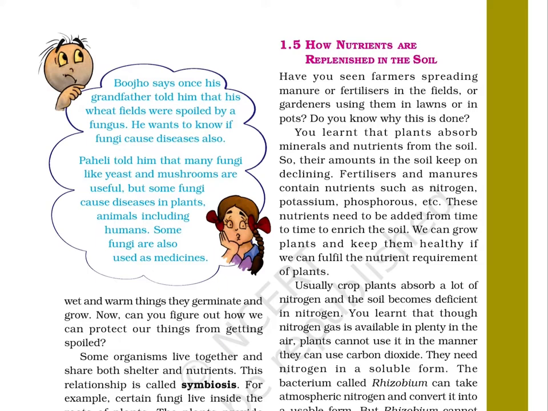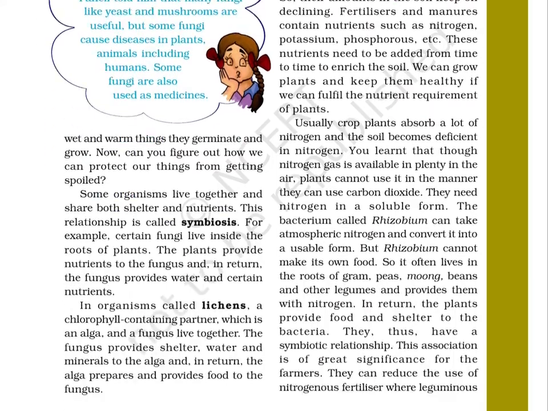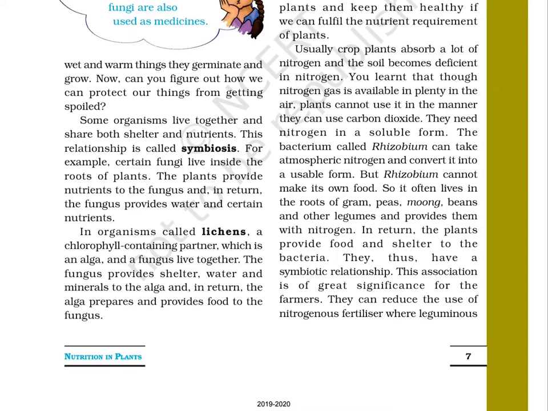We can grow plants and keep them healthy if we can fulfill the nutrient requirement of plants. Usually, crop plants absorb a lot of nitrogen and the soil becomes deficient in nitrogen. You learned that though nitrogen gas is available in plenty in the air, plants cannot use it in the manner they can use carbon dioxide. They need nitrogen in a soluble form. The bacterium called rhizobium can take atmospheric nitrogen and convert it into a usable form.